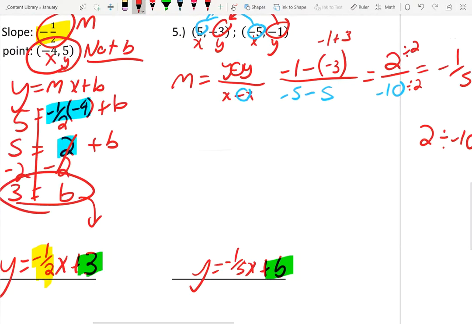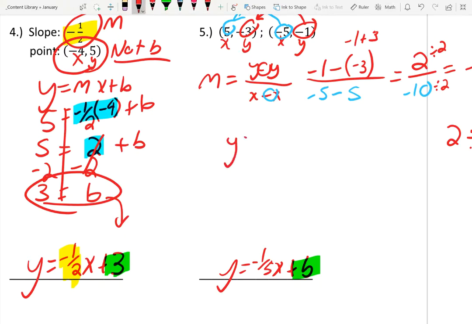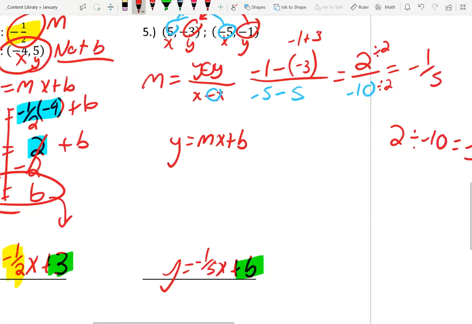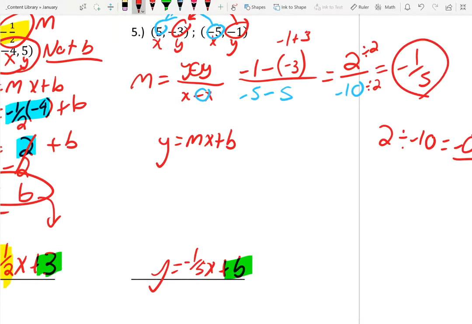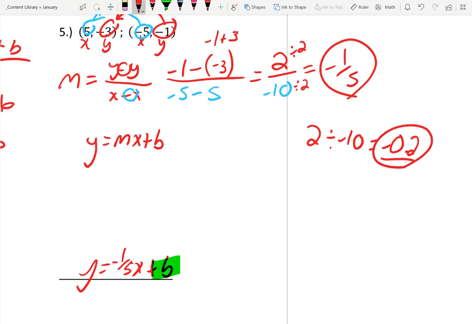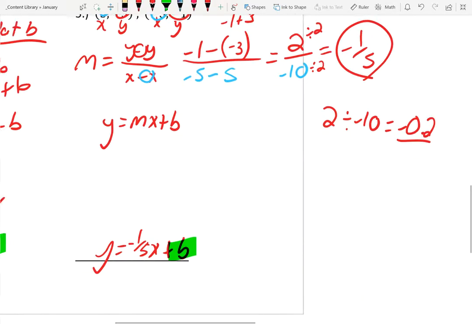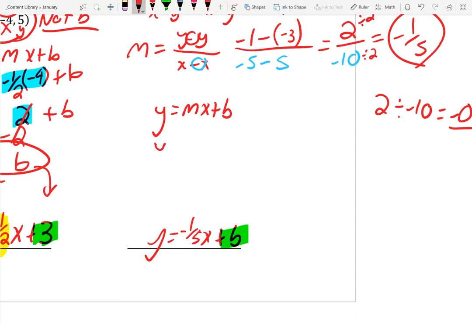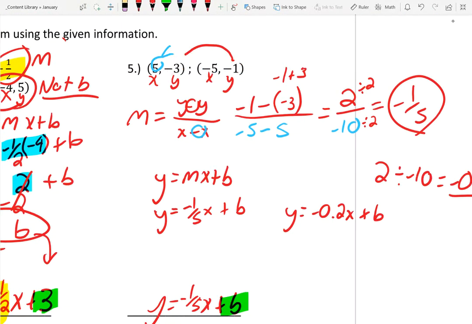So we're going to do kind of what we did in number 4, which is use what we do know. We know the m value now. We know it's -1/5, or you can use this decimal version of it, -0.2. So I'll write both of them in case you want to use either one. -1/5 and -0.2. Decimal version or fraction version, whichever you want. We know the m value, right? And we also know an x and y value. We know a point, right?